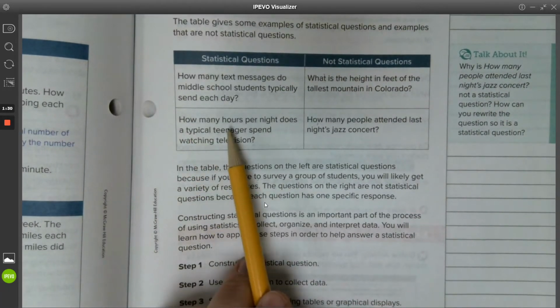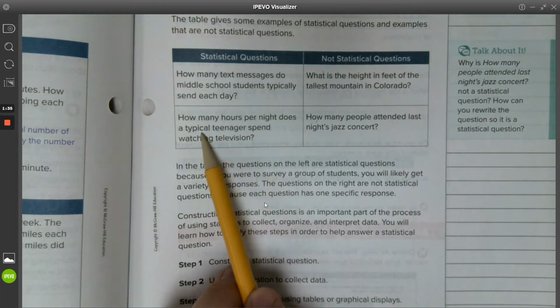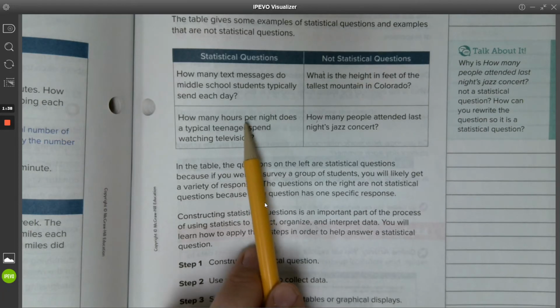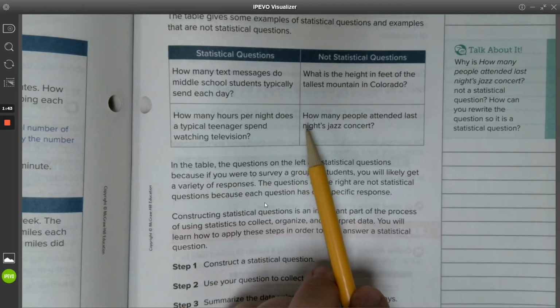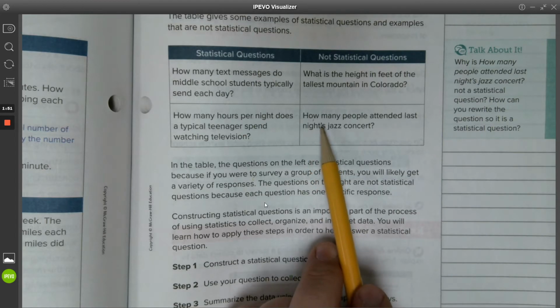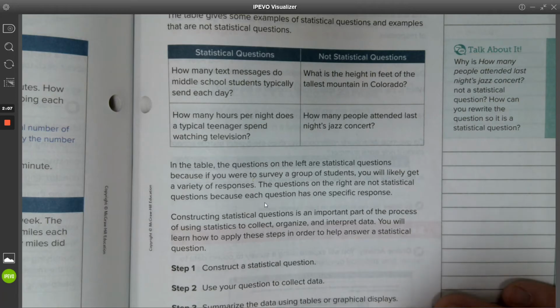Another example, how many hours per night does a typical teenager spend watching television? Because you're taking it from a variety of different teenagers, okay, you should get a variety of different answers. Now, if you're asking one person, how many hours per night does my best friend spend watching television, that would be something different. And here's another not statistical. How many people attended last night's jazz concert? We could change this to how many people attended the jazz concerts last month. That would give us a variety of different answers because we have lots of days to collect data from.